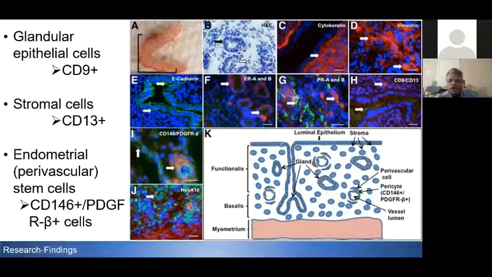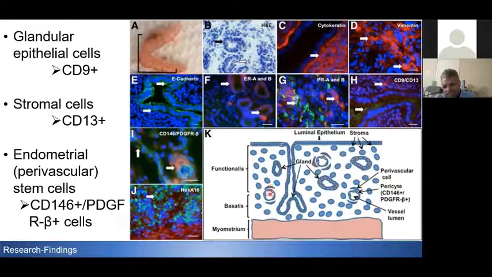And then HOX-10, a homeobox protein, which is another marker for uterine embryonic development. And HOX-10 also stained positive.